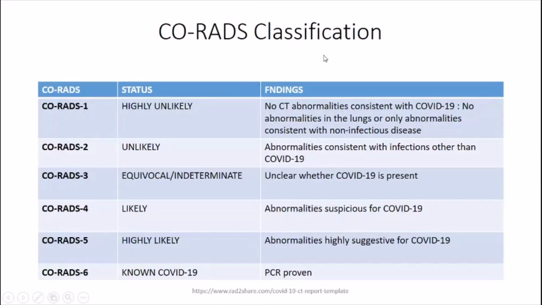So the CO-RADS classification, what they suggest is: CO-RADS 1 is highly unlikely, CO-RADS 2 is unlikely, and CO-RADS 3 is an equivocal or indeterminate case. CO-RADS 4 is likely to be COVID-19, and CO-RADS 5 is highly likely to be COVID-19. CO-RADS 6 is a known case of COVID-19 proven by PCR.